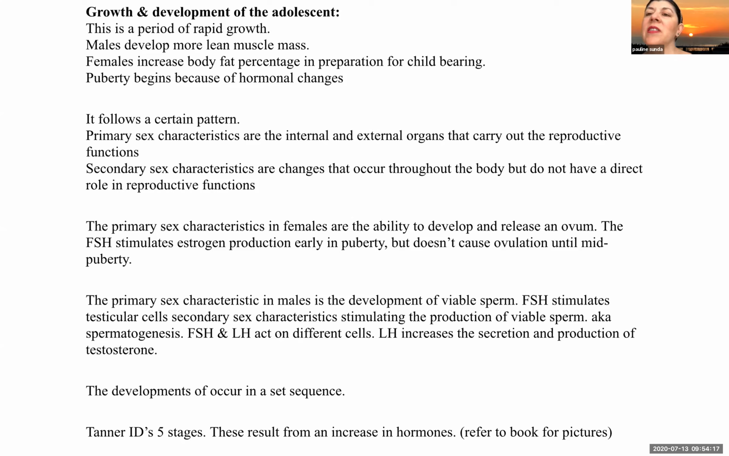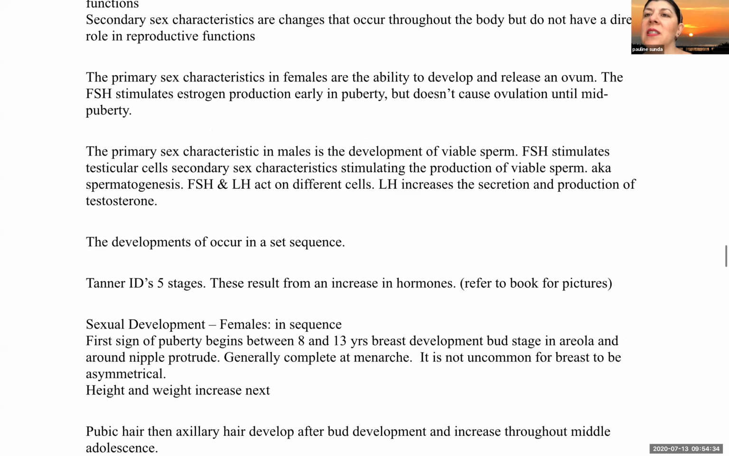Primary sex characteristics are the internal and external organs that carry out the reproductive functions. Secondary sex characteristics are changes that occur throughout the body but do not have a direct role in reproductive function. The primary sex characteristics in the female are the ability to develop and release an ovum. The FSH stimulates estrogen production in early puberty but doesn't cause ovulation until mid-puberty.